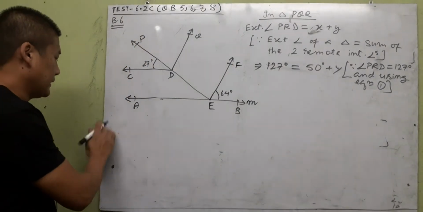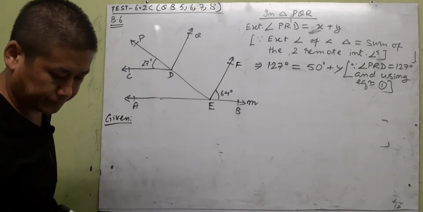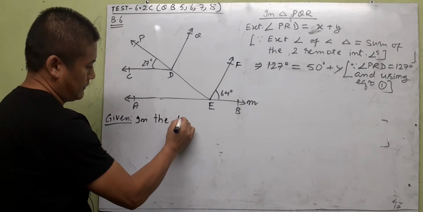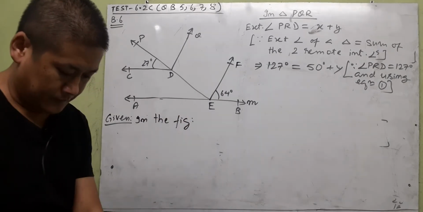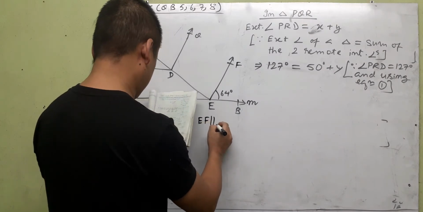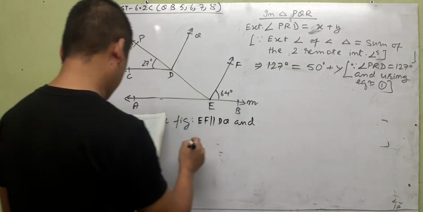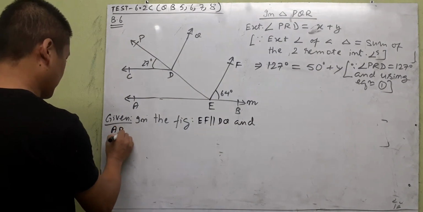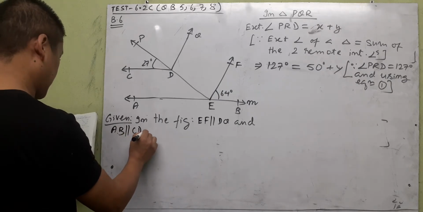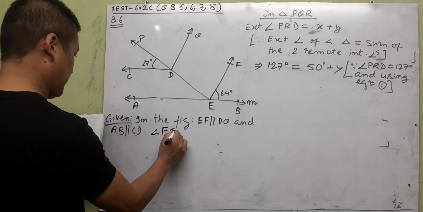Now let's write down, given to us here, given is in the figure EF parallel to DQ and AB is also parallel to CD. We have to keep that in mind, because that is going to be one key thing here. Angle FEB.